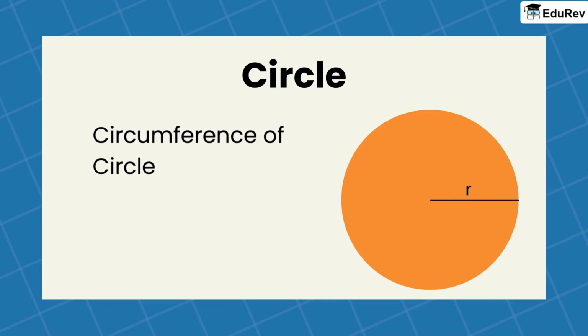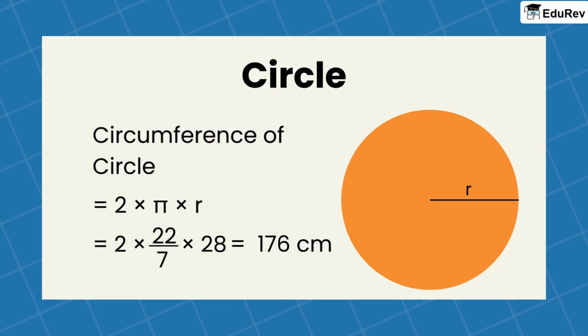We have a special word for the perimeter of a circle, that is called the circumference of a circle. The formula for the circumference is 2 multiplied by pi multiplied by radius of the circle. So putting the value of radius and pi, we get 2 multiplied by 22/7 multiplied by 28. Upon solving this, we get the circumference of the circular table equal to 176 centimeters.